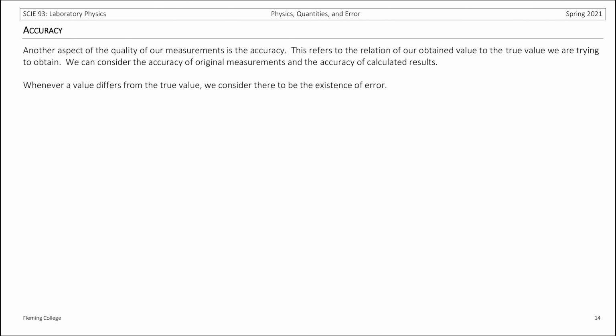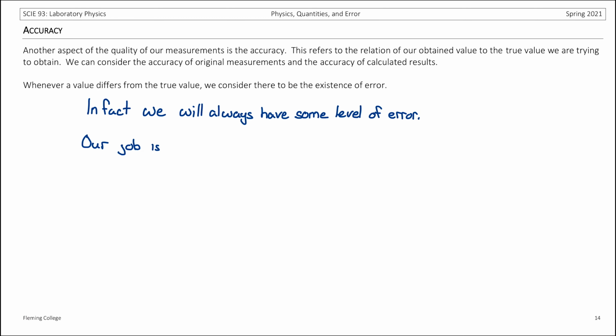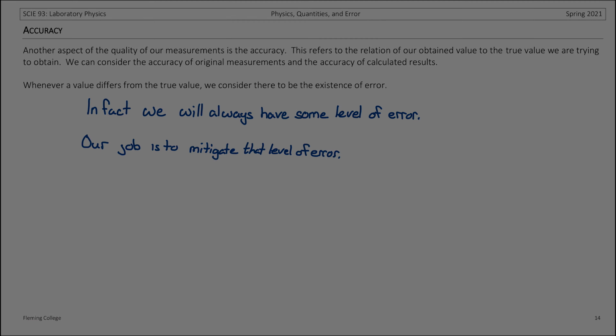We didn't talk about this. We talked about the precision of a measuring tool, but we didn't talk about the accuracy of the measuring tool. Often when we're talking about accuracy, what we're talking about is how close to a true value we get. Now, anytime we take a measurement, we know that there will always be some level of error, which means there'll always be some level of inaccuracy. Our job is to find ways of making calculations that will mitigate this level of error.